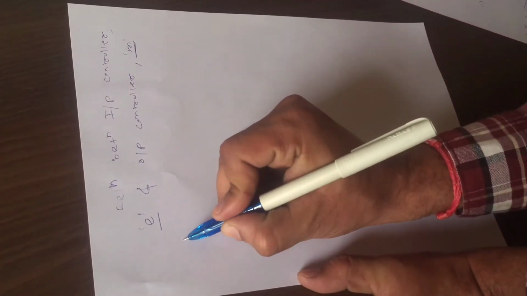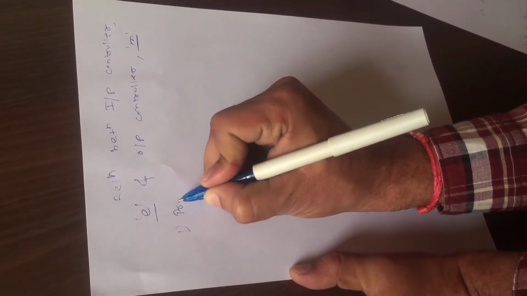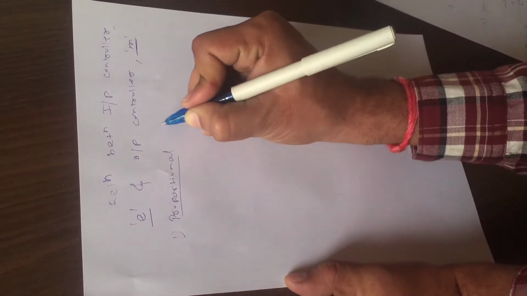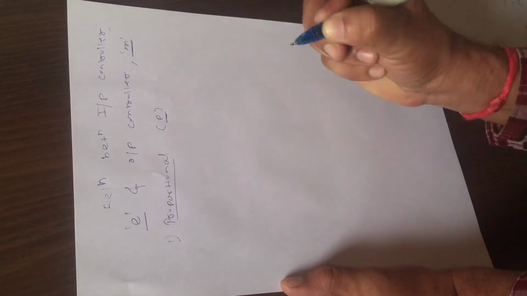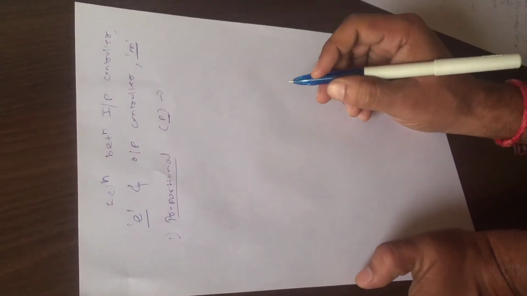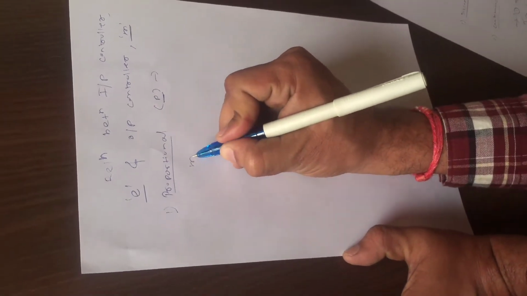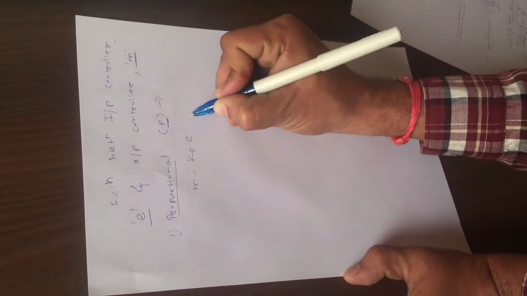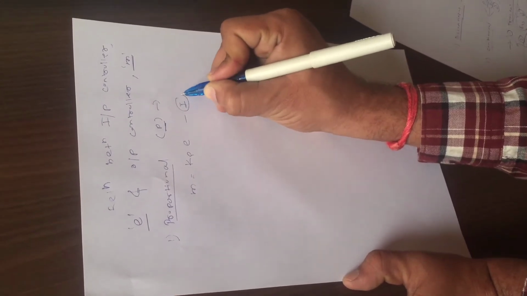Therefore, let's begin with the proportional action. The proportional control mode is abbreviated by the notation P. So in P mode, the mathematical relation is M equals Kp times E. Let's mark this as equation number 1.